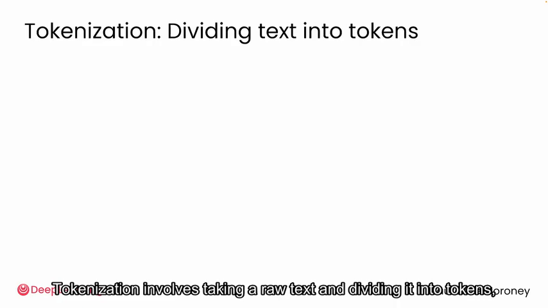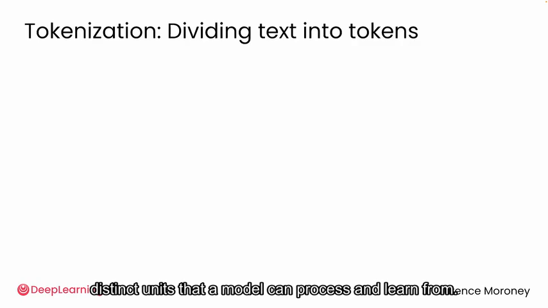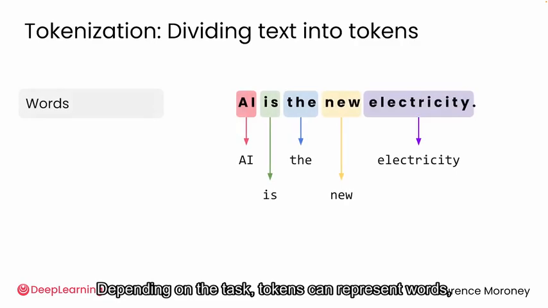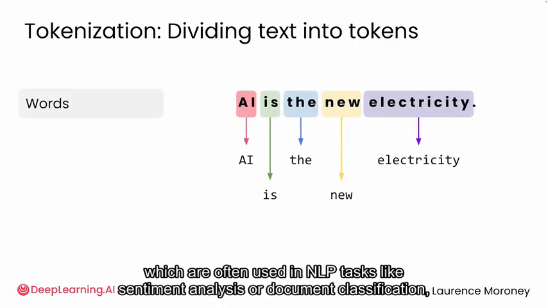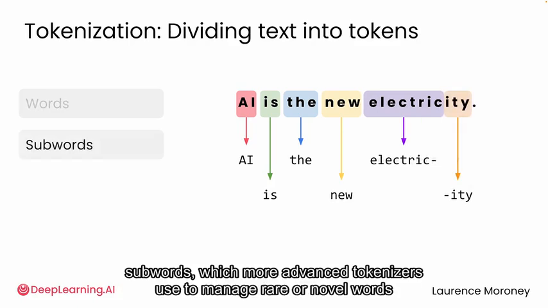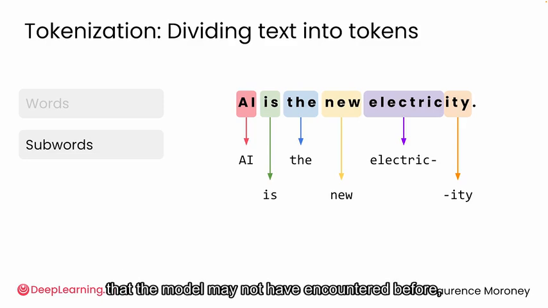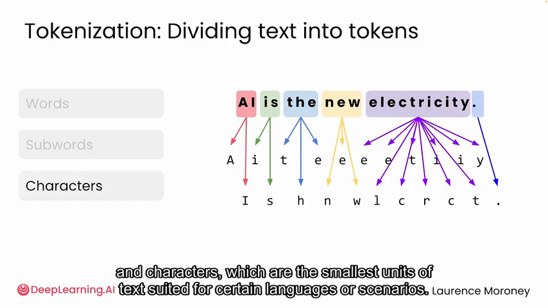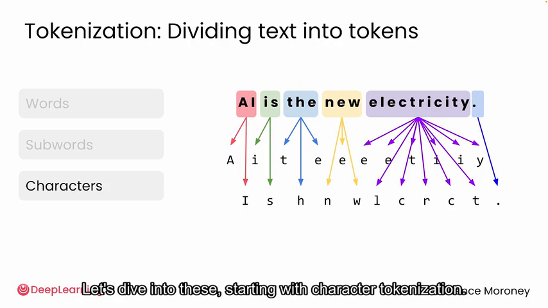Tokenization involves taking a raw text and dividing it into tokens, distinct units that a model can process and learn from. Depending on the task, tokens can represent words, which are often used in NLP tasks like sentiment analysis or document classification. Subwords, which more advanced tokenizers use to manage rare or novel words that the model may not have encountered before. And characters, which are the smallest units of text suited for certain languages or scenarios. Let's dive into these, starting with character tokenization.